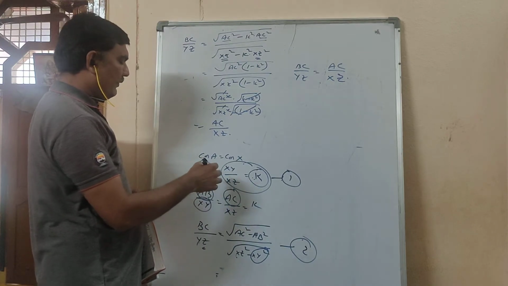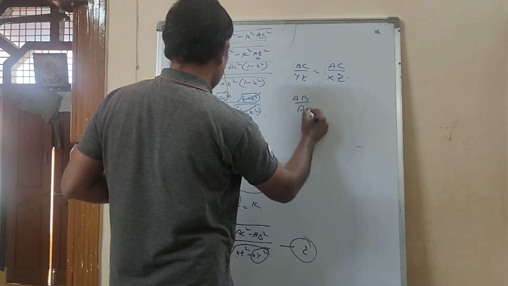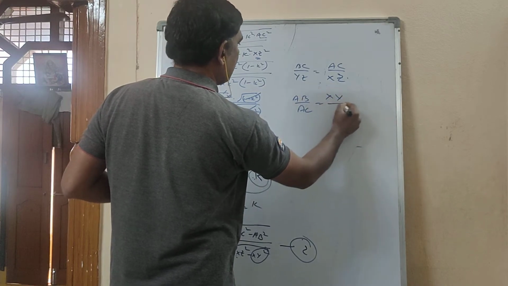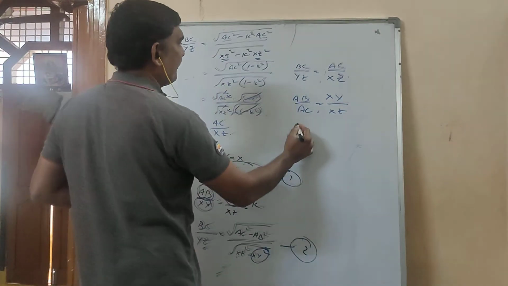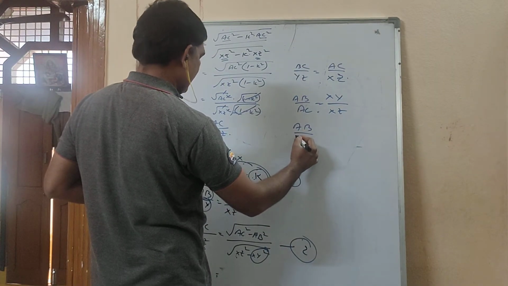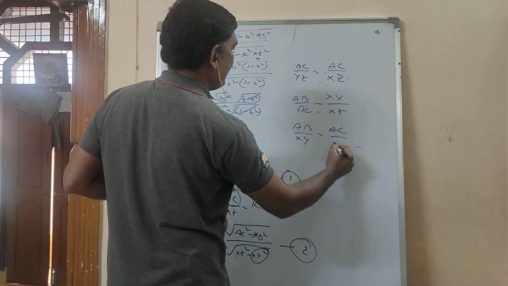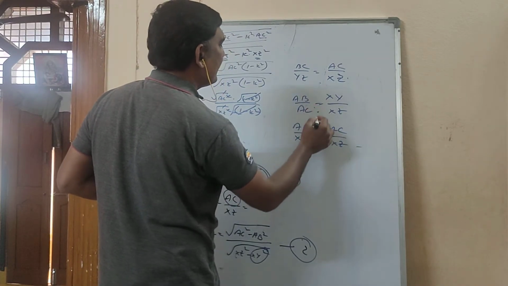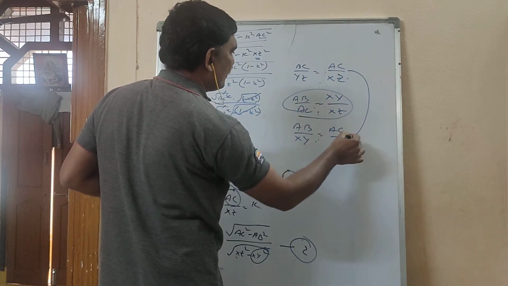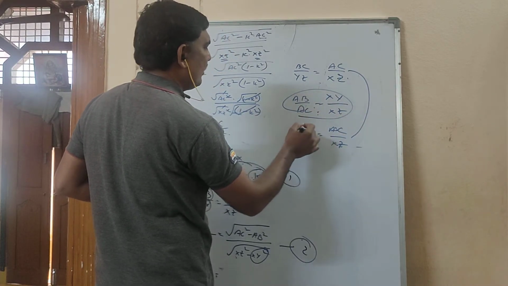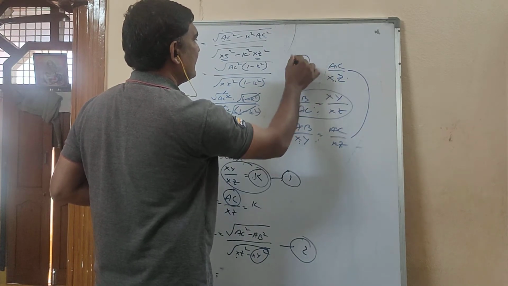What is given for us? They given AB by AC is equal to xy by xz. Its meaning already written here. AB by xy is equal to AC by xz. These two are equal. So here, if you compare these two, AC by xz is equal to AB by xy. AC by xz is equal to BC by YZ.